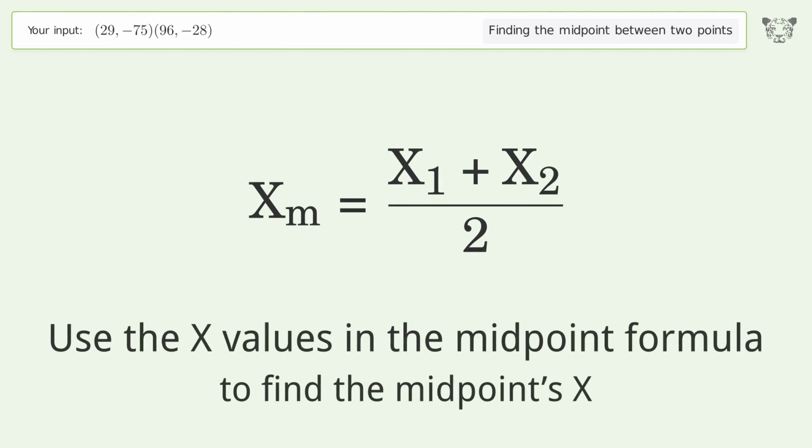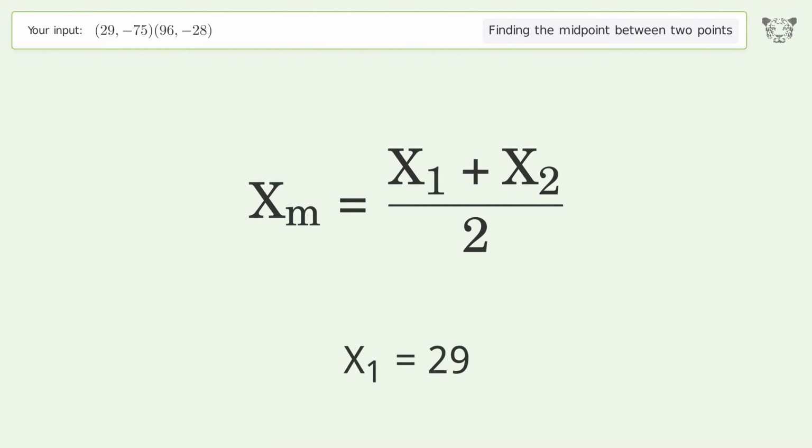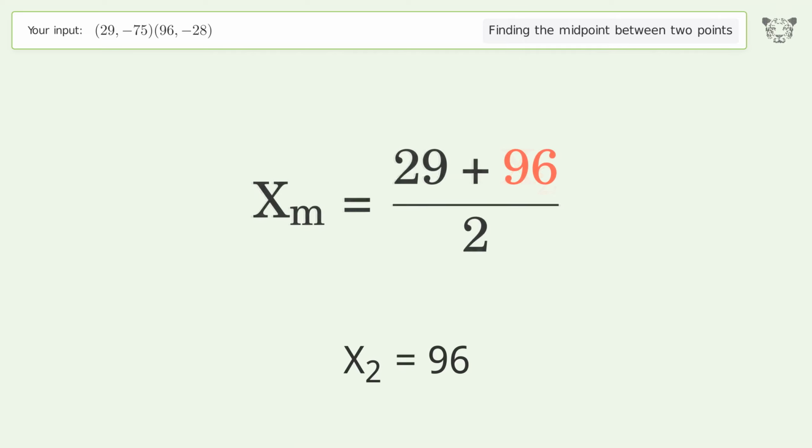Use the x values in the midpoint formula to find the midpoint's x. x1 equals 29. x2 equals 96. Simplify the arithmetic.